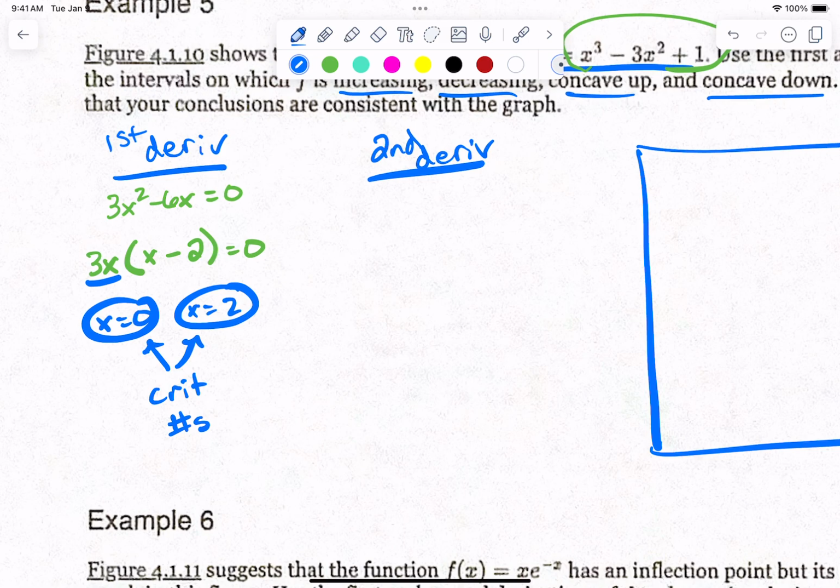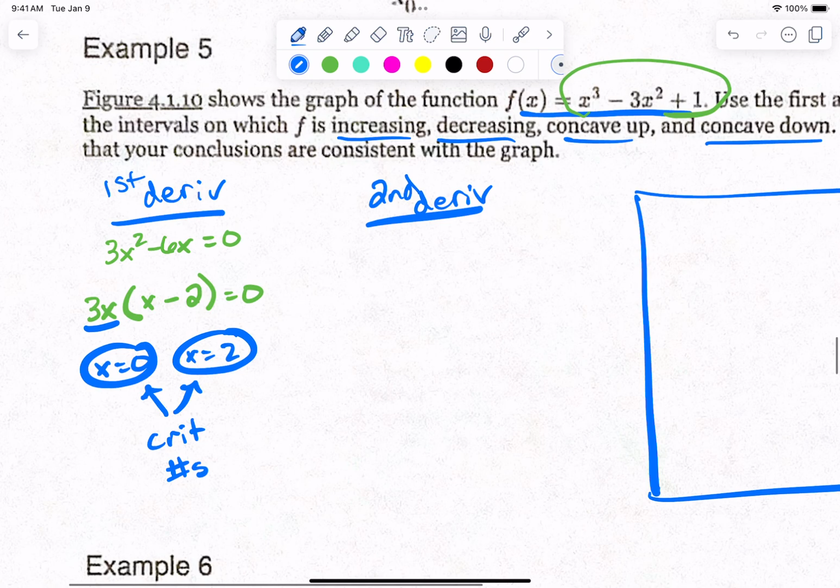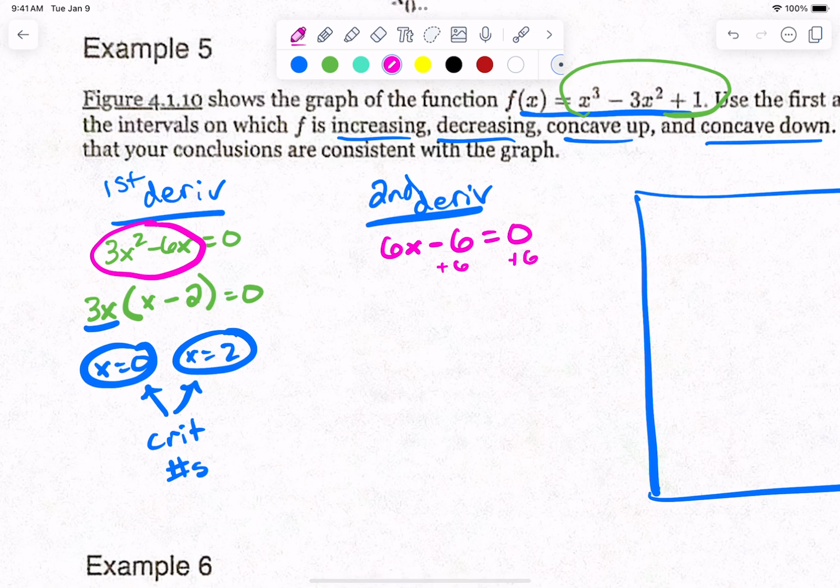Before we make our table, we've got to find our critical numbers from the second derivative. If this is my first derivative, I'm going to find my second derivative: 6x minus 6. Set 6x minus 6 equals 0. If I add the 6 over, 6x equals 6, so x equals 1. That is also a critical number. So now we have 3 critical numbers.